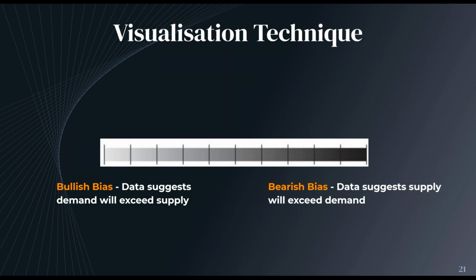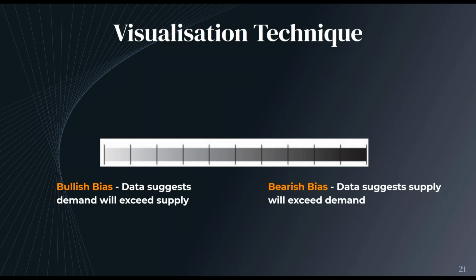Visualization technique. I always imagine there's a meter. On one end of the meter, we have a very bullish bias, which suggests that demand will exceed supply. What do I mean by this? For now, just think that that means price is going to go up. We're going to explain this in a lot more detail next lesson.